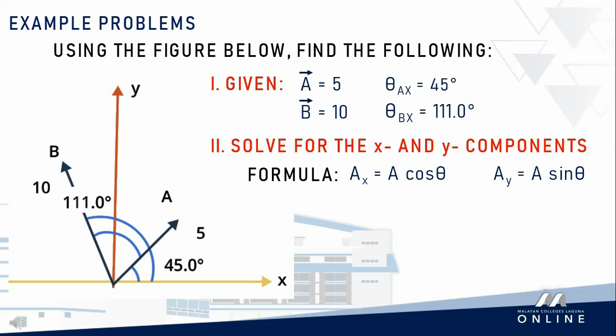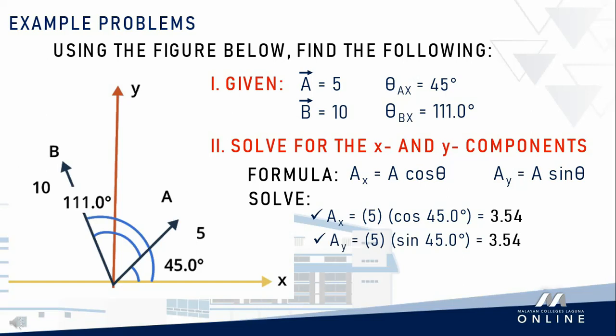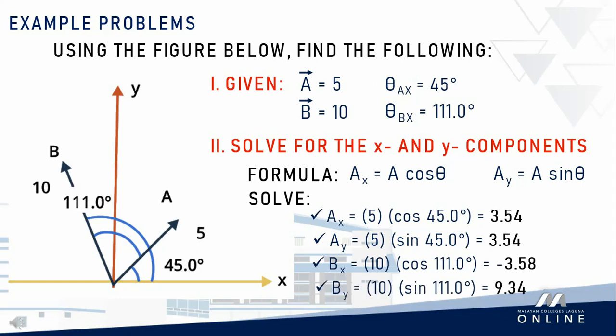Let us solve this by substituting the values. And finally, using your scientific calculator, we will get the following results. X component of vector A is 3.54. Y component of vector A is 3.54. X component of vector B is negative 3.58, and its y component is 9.34. By default, even in your examinations, we will round this off to the nearest hundredths.